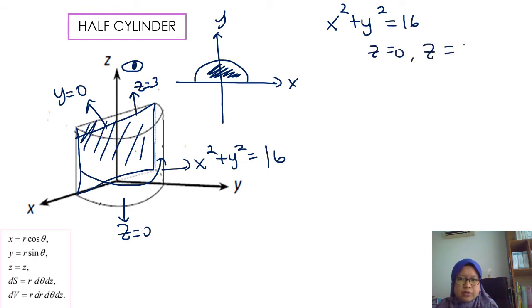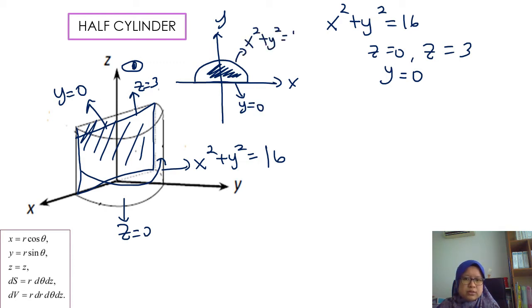you should have z equal to 0 and z equal to 3, which give the bottom and the top of the cylinder. And also, because you cut the cylinder in half, you should have another plane at the back, which is declared as y equal to 0. So this is y equal to 0 in two dimension. Okay, and this is x squared plus y squared equal to 16.